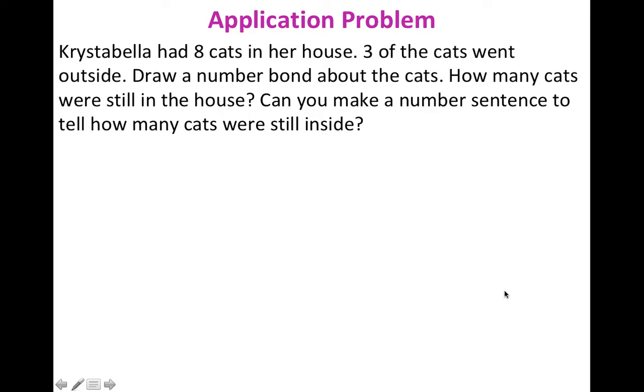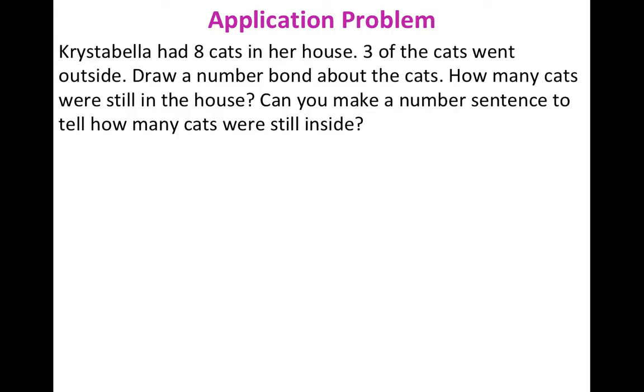So the application problem is, I'll read it twice and we will break it apart into small parts, and we will do one question at a time. So the problem reads, Christabella had 8 cats in her house. 3 of the cats went outside. Draw a number bond about the cats. How many cats were still in the house? Can you make a number sentence to tell how many cats were still inside?